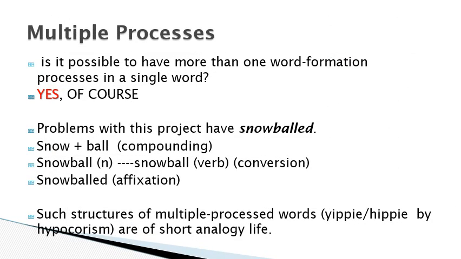Is it possible to have more than one word formation process in a single word and a single example? This is the last question for the lecture. Is it possible to have one word out of many word formation processes? Yes, of course. For example, snowball. It is two separate words joining together by compounding. We have snowball as one solid word. It is by the process of compounding.